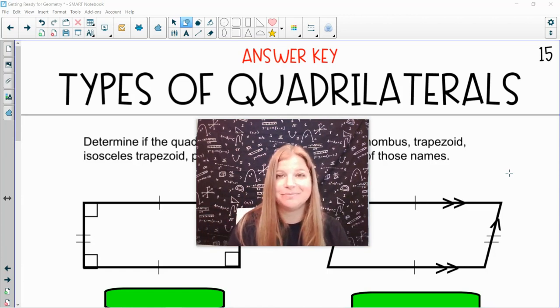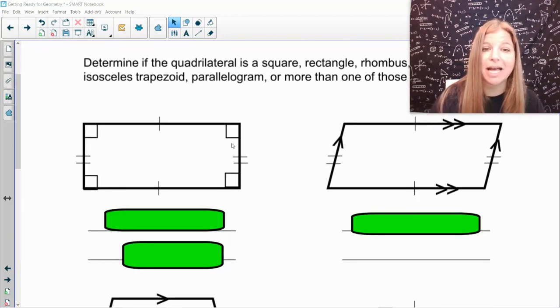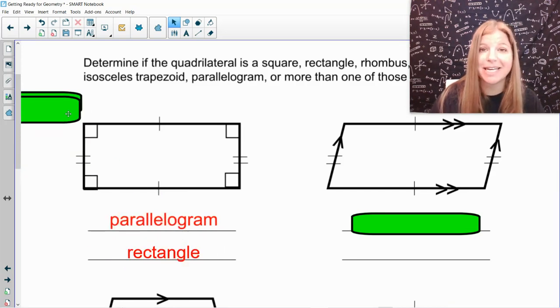Let's take a look. The directions say determine if the quadrilateral is a square, rectangle, rhombus, trapezoid, isosceles trapezoid, parallelogram, or more than one of those names. So over here on the left, I see everything that would be for a parallelogram. Opposite sides are congruent. That's in a parallelogram, but I also see I have right angles. So not only is it a parallelogram, but it's also a rectangle. Because again, a rectangle is just a parallelogram with four right angles.